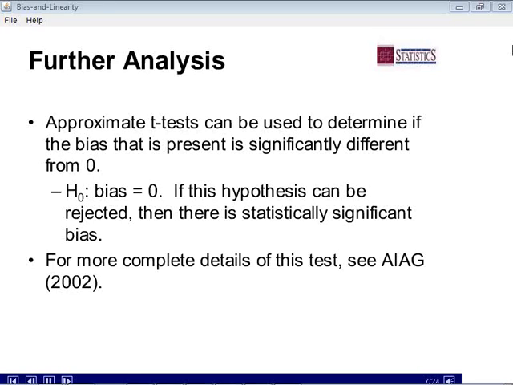But statistically, if you want to say, is my bias significantly different from zero? Do I have a statistically significant non-zero bias? There is a hypothesis test that can be done based on the definition of bias and using t-tests. Complete details are in the AIAG manual, and I have a reference for those of you who haven't seen it, but I'm sure many of you have.